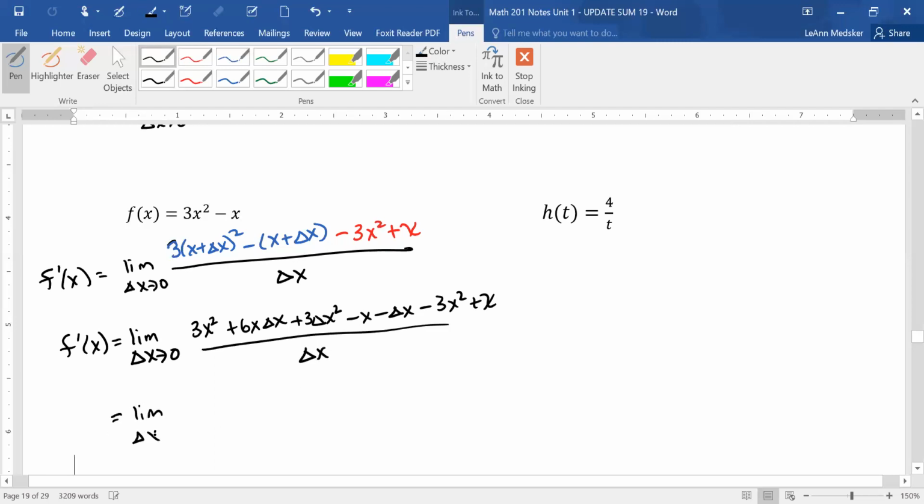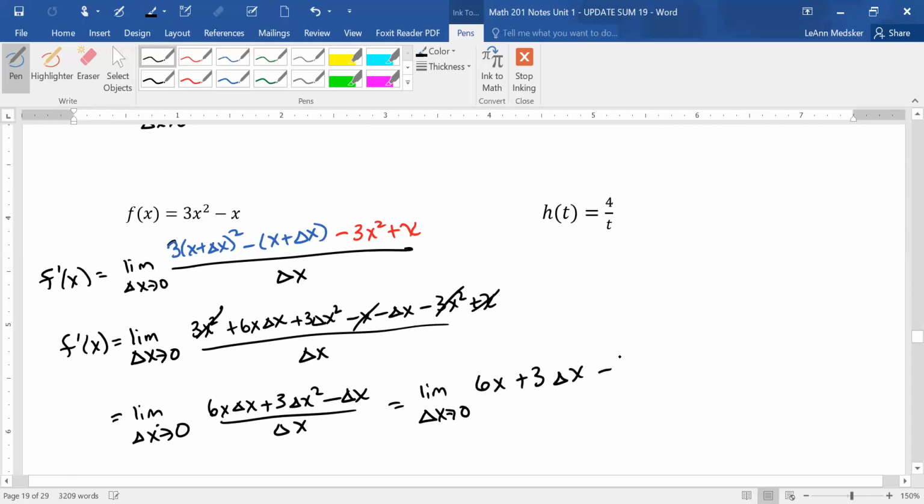So my limit as delta x approaches 0, 3x squareds are canceled out, positive x is canceled out. This is 6x delta x plus 3 delta x squared minus delta x all over delta x. Cancel out our delta x's. So that would be 6x plus 3 delta x minus 1, because this is delta x over delta x, which means it's a 1. Plug in 0 for the remaining delta x. And we get that this is just 6x minus 1.